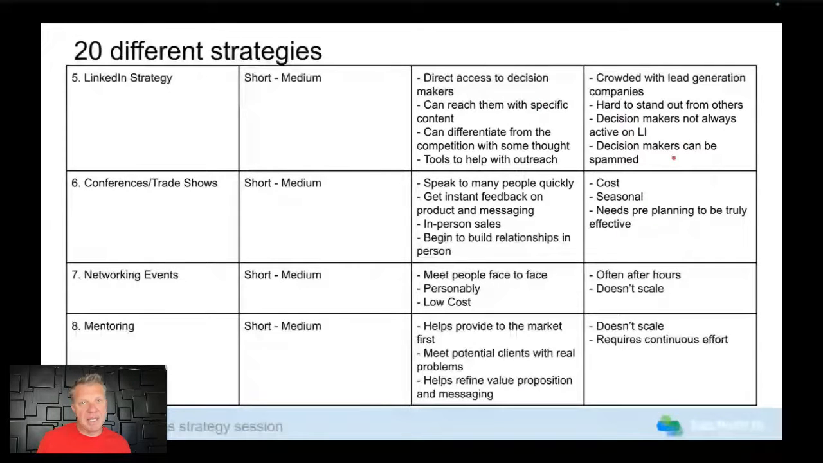Again, decision makers can get spammed in this space as well. So we want to be very careful not to spam. Now, conferences and trade shows are a short to medium term strategy.